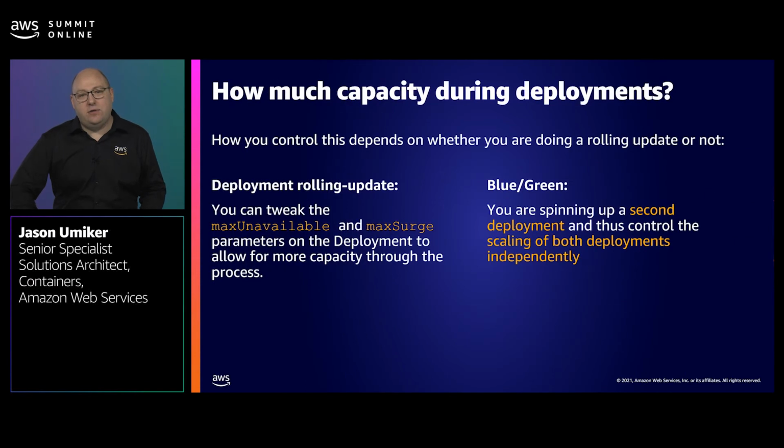If you can't deal with losing that capacity and would prefer to err on the side of using more than 100% of the capacity during your deployment, then you can tweak the max unavailable and max surge parameters in your deployment spec file to do so. And if you're doing a blue-green deployment, then you're not impacted by this, as you have full control of the capacity of both of your deployments during the process.